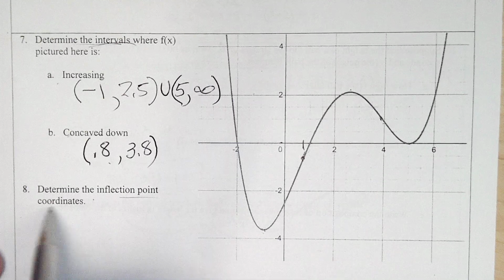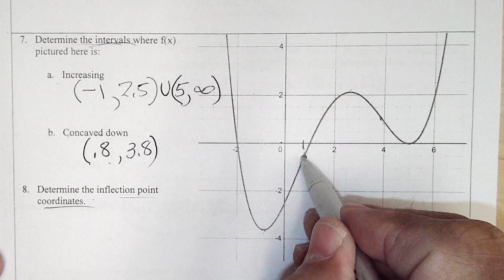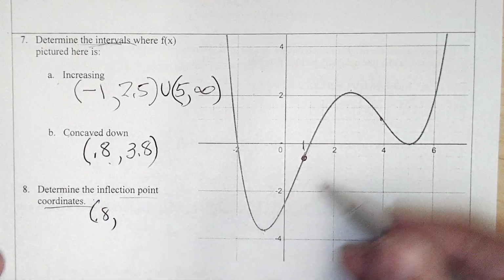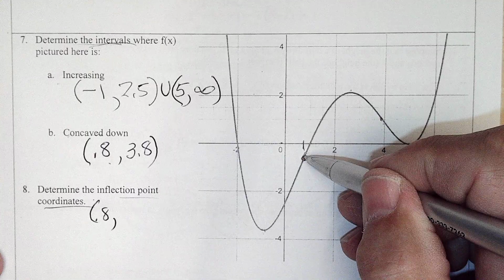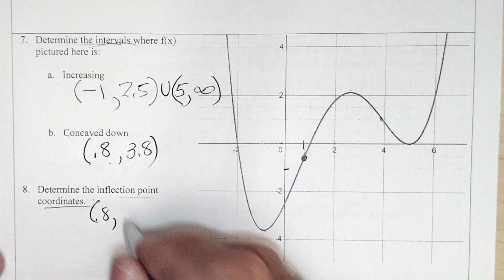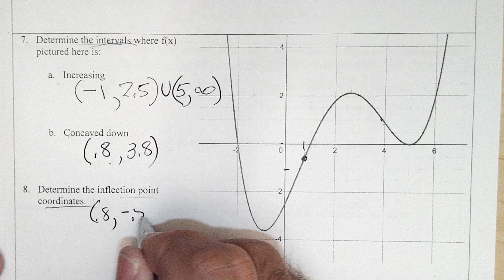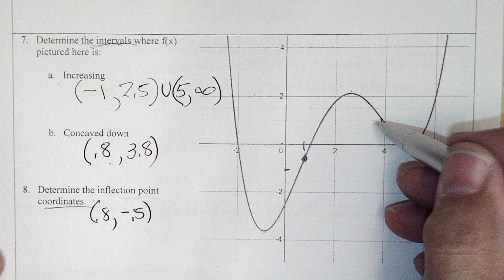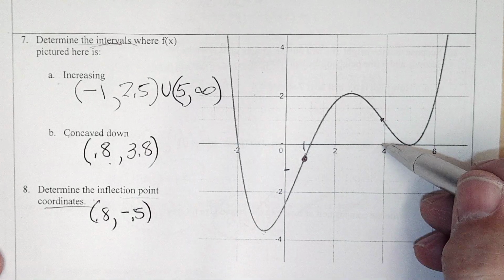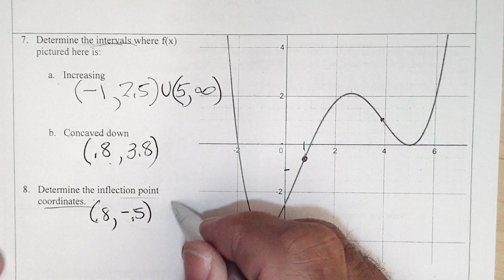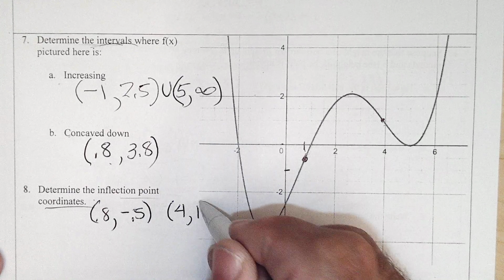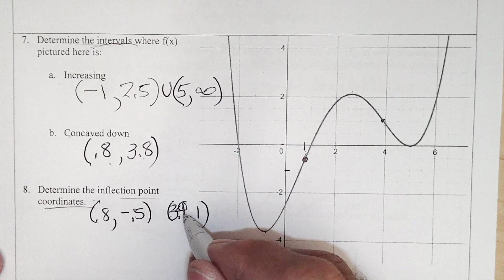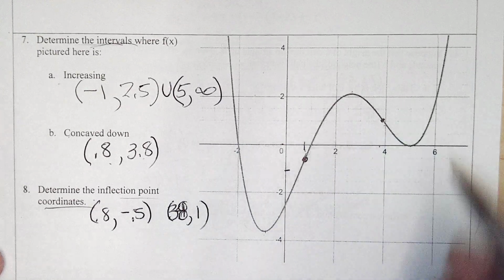Determine the inflection points' coordinates. So now I want you to give me the coordinates. Now if I called that point 8, and it looks like it's down about, oh, there's -1, so down about -0.5. Those are the coordinates of that inflection point. And looks like that one is about 4, 1. That's close enough. 3.8. Oh, I said 3.8. 3.8. 3.81.